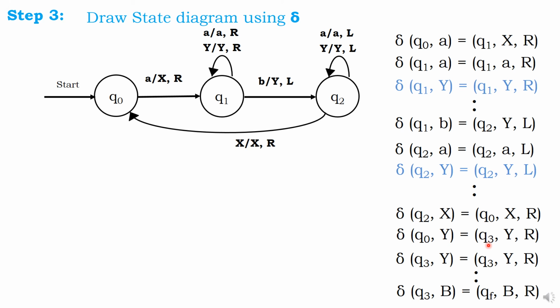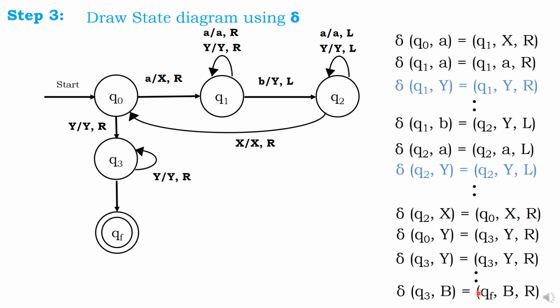Next, Q0, I am here. Go to Q3. Q3 is not there, so create a new Q3. What you should do? Y slash Y comma R. Then Q3 becomes Q3, obviously a self loop. What you should do there? Y slash Y comma R. Then dot dot dot, that self loop will take care. Q3 to QF, go to the final state. What you should do there? B slash B comma R.